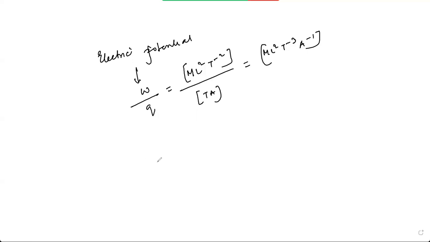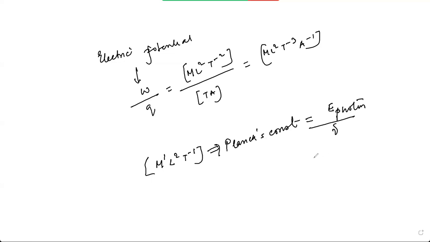What quantity is represented by this dimensional formula M L^2 T^-1? So this is Planck's constant. We know Planck's constant equals energy of photon by frequency. So energy of photon by frequency will be calculated as M L^2 T^-1, which is the dimensional formula of Planck's constant.